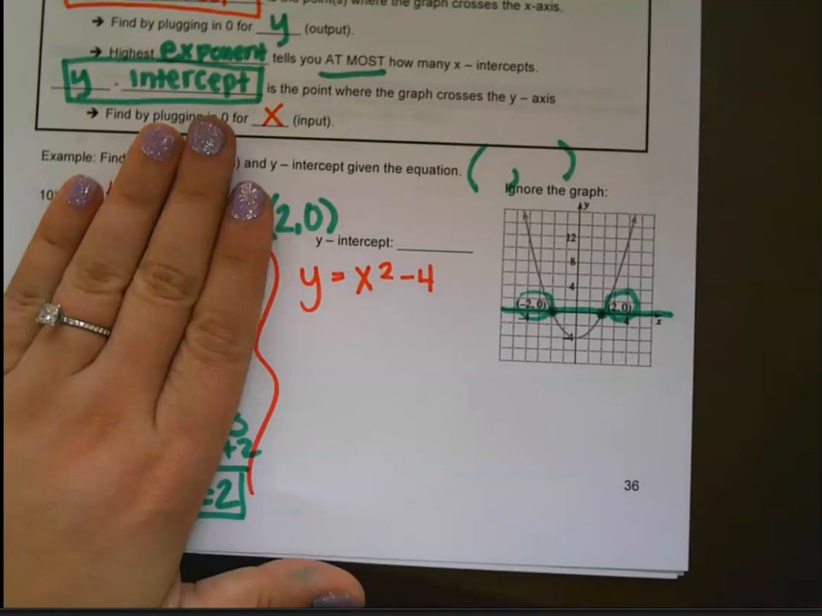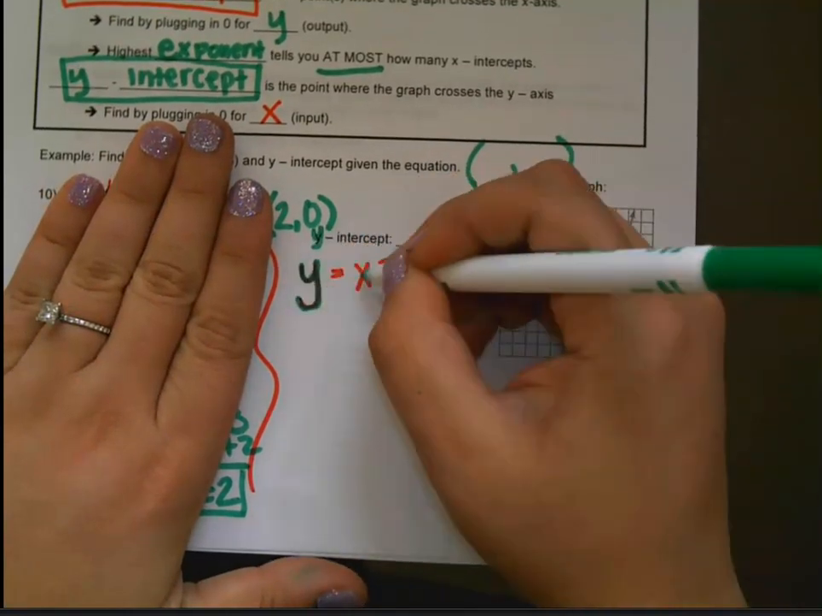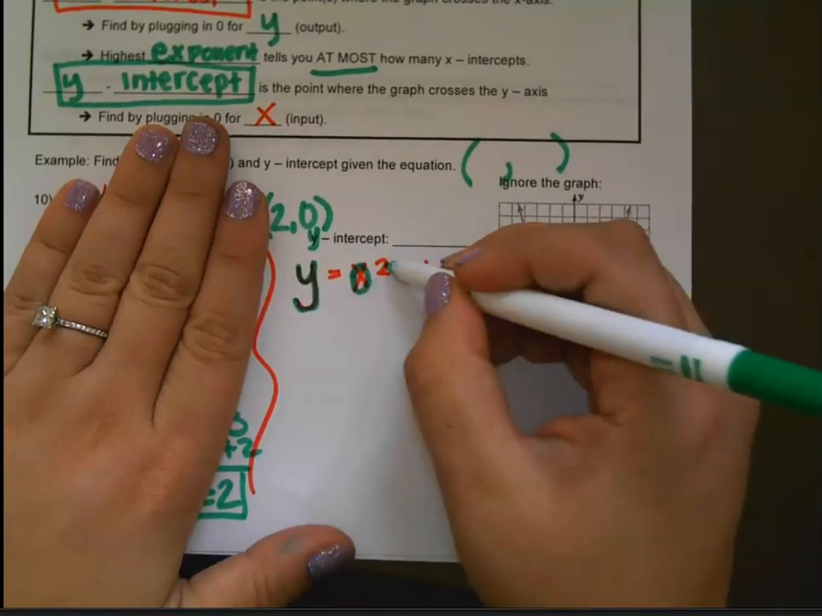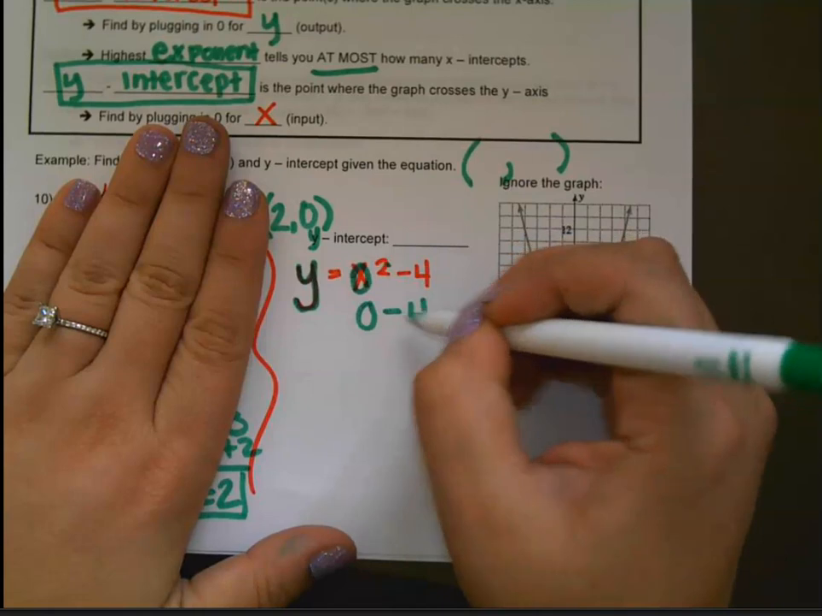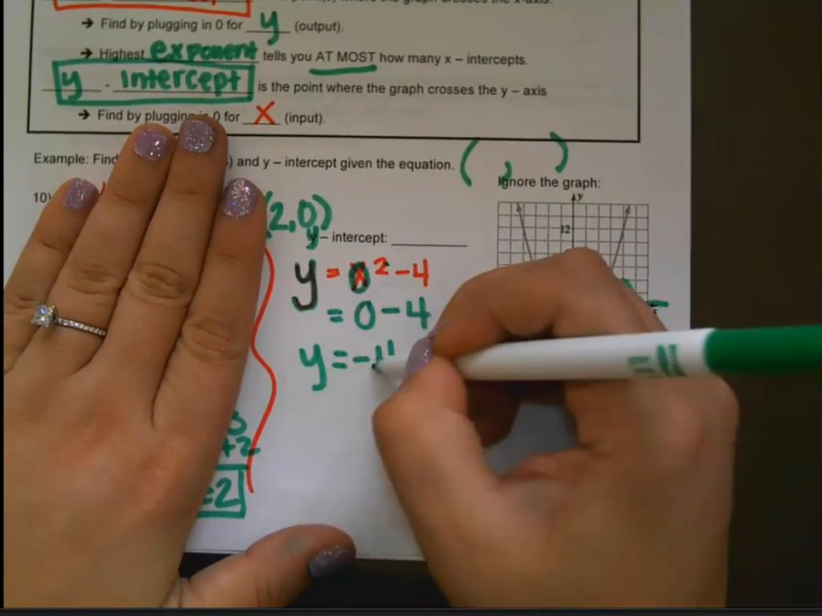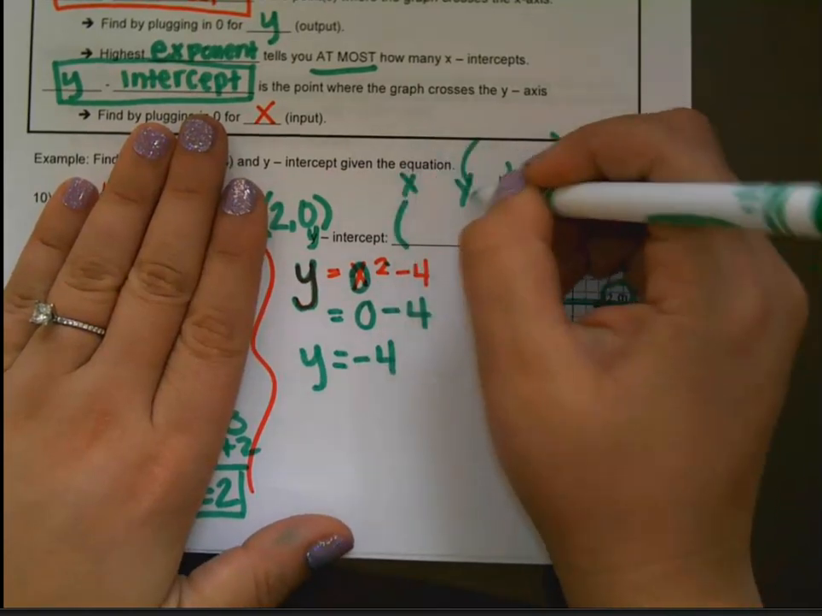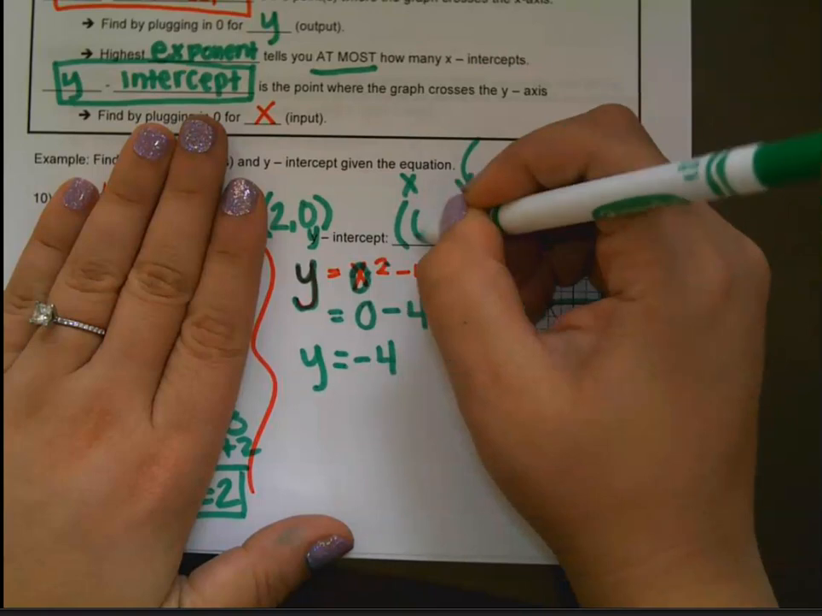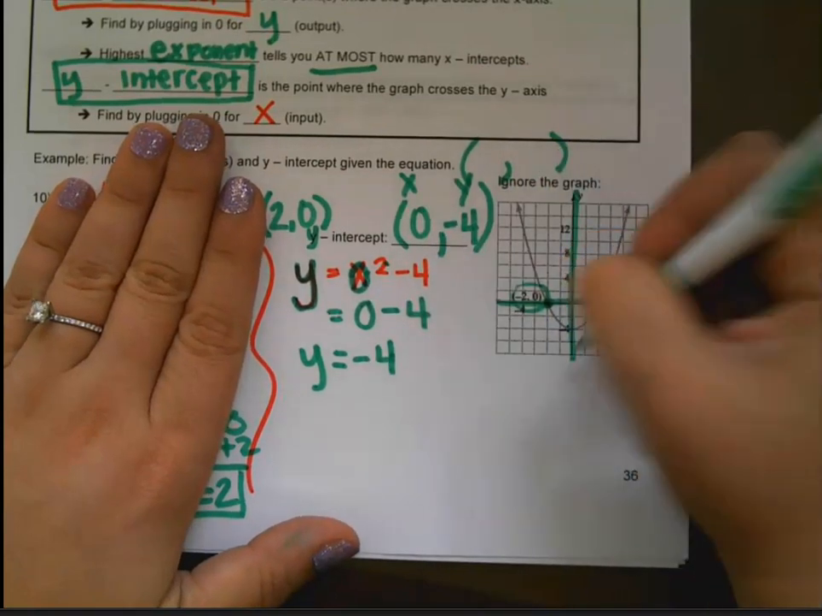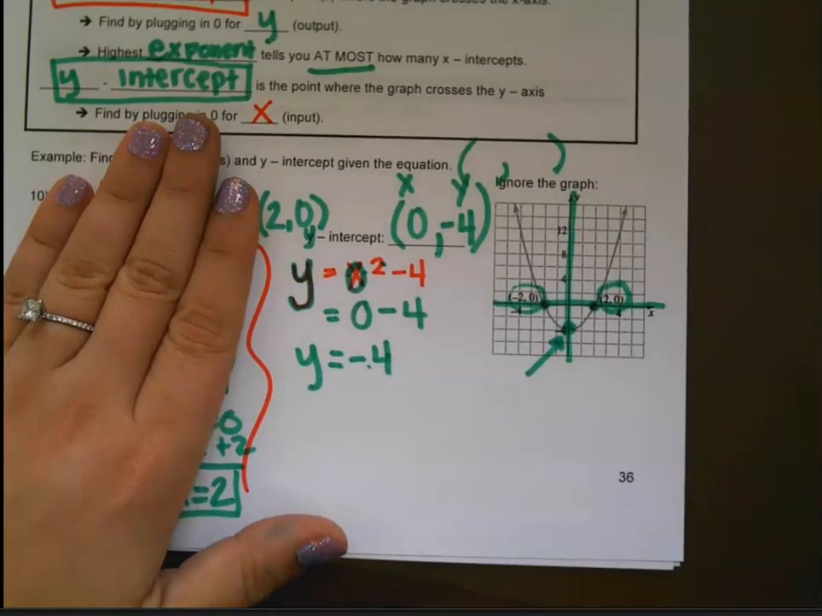Now the y-intercept. To find the y-intercept, I'm going to leave the y in the problem, and I'm going to plug in a 0 for the x. So 0 squared is 0, and 0 minus 4 is -4. So we get y equals -4. So that means x goes first, y goes second. When x is 0, the y is -4. So if we look here, it crosses right here at the -4.